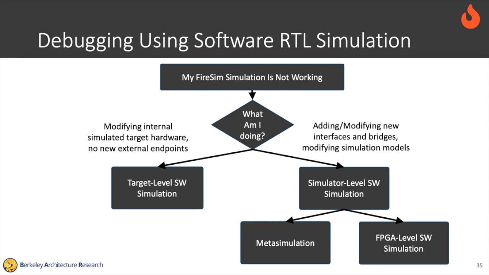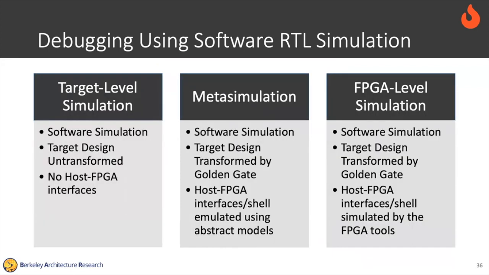If we are just modifying internal simulated target hardware, not adding endpoints, we might want to do just target level software simulation like we did this morning. On the other hand, if we're making a bunch of changes to the simulator itself, there are different ways to simulate the whole simulator, called meta simulation and FPGA level simulation, that we'll talk about now. All right, so what are the differences between all of these things?